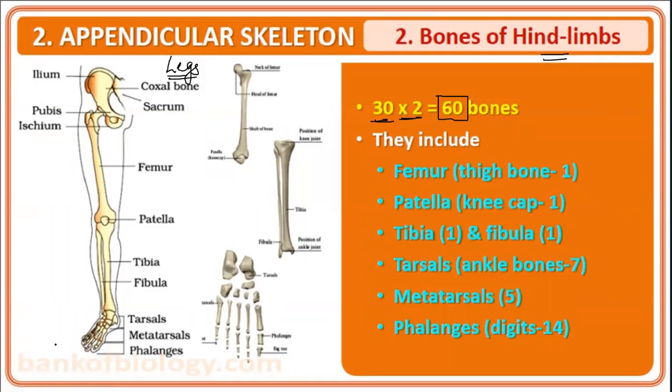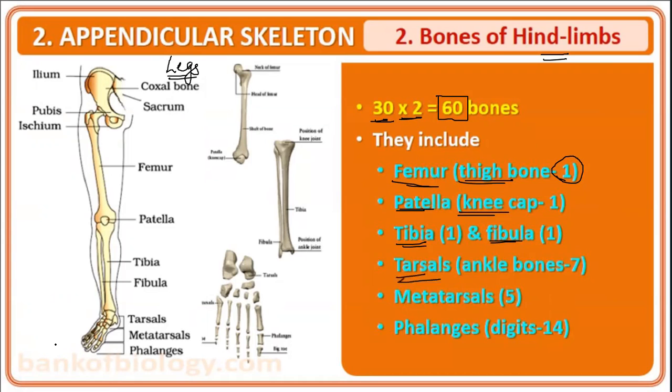That is, they include a femur, which is a thigh bone, that is 1 in number. Then patella, which is a kneecap. When you touch your knees, you will feel a kneecap-like bone over there, that you will call the patella. Next you have one tibia and one fibula, just like the radius and ulna. Upper one tibia, lower one fibula.